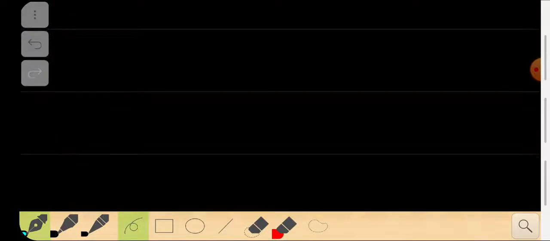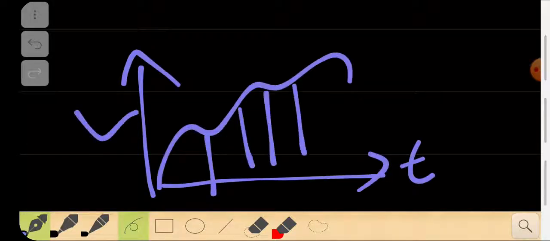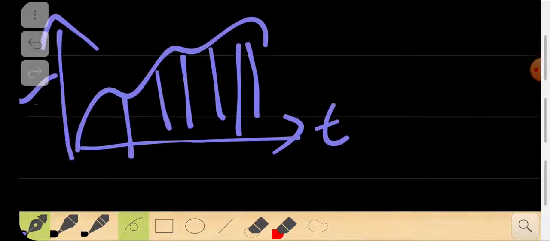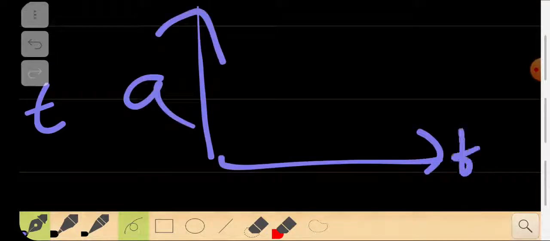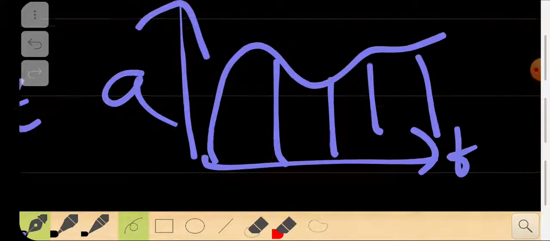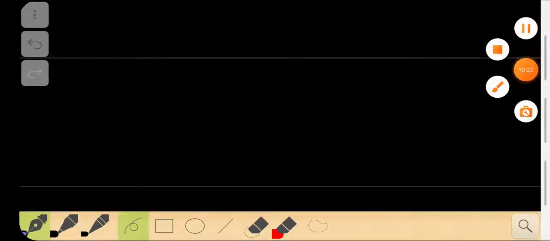And for the velocity versus time graph, the area under the curve will be the displacement, the total displacement. And for the acceleration versus time graph, the area under the curve will be the total velocity. So that's a thing I have made clear in the last lectures. Now what I'm going to do is look at this from a different perspective.